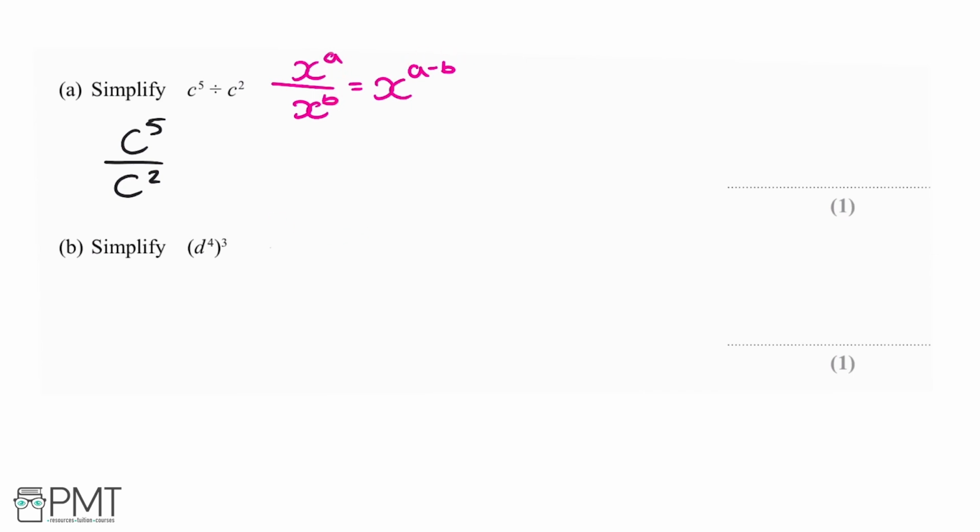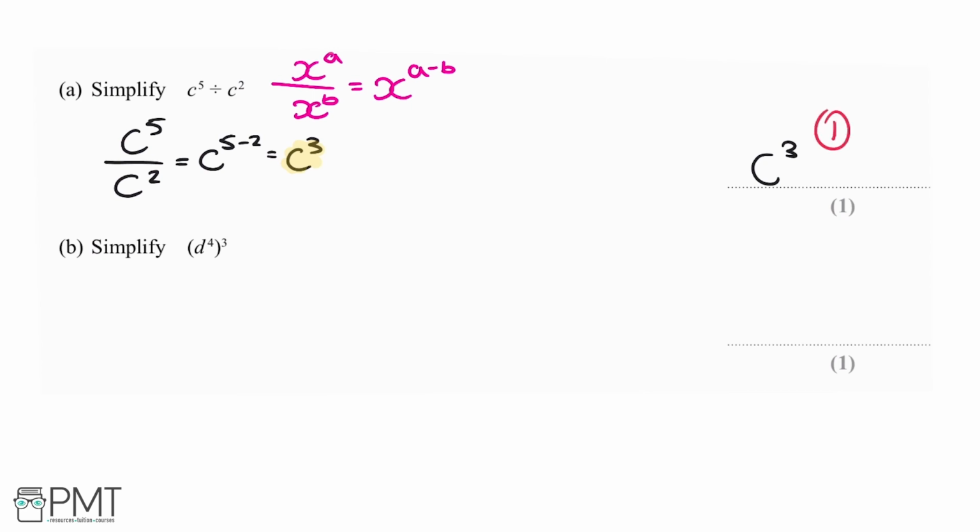So doing the same thing for our example here, we're going to have c, because we can see we've got c here and c here, and then we've got 5 and 2, so it's going to be to the power of 5 minus 2, which equals c to the power of 3. And if we get c to the power of 3, we get 1 mark.